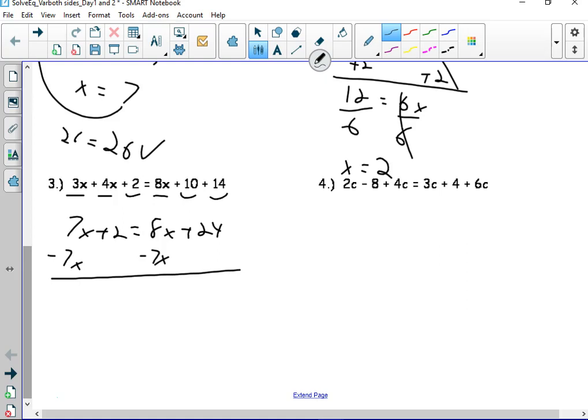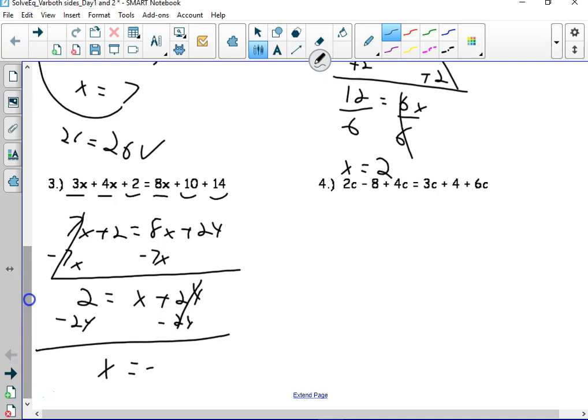Okay? Those cancel, leaving you 2 equals x plus 24. And then we're going to move this 24 over by subtraction. And that gives me x equals negative 22. And I can go plug that back in, and I will get the right answer.